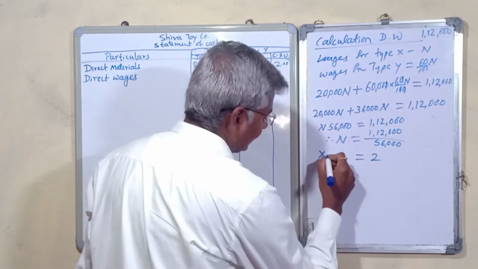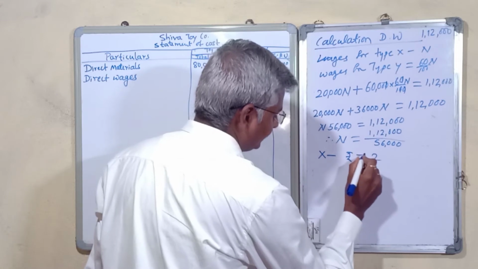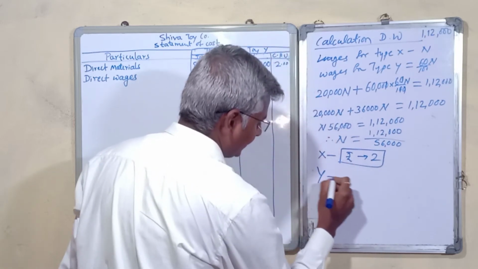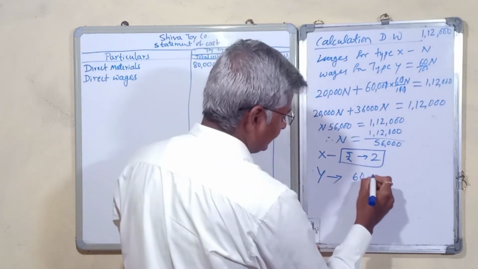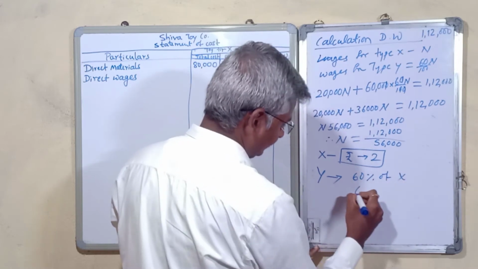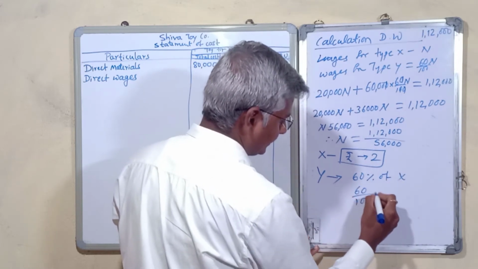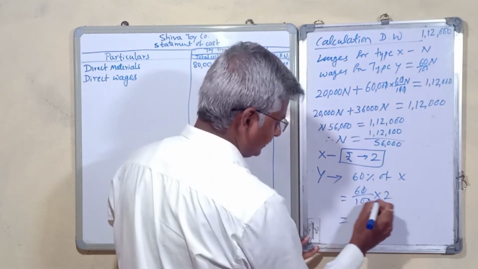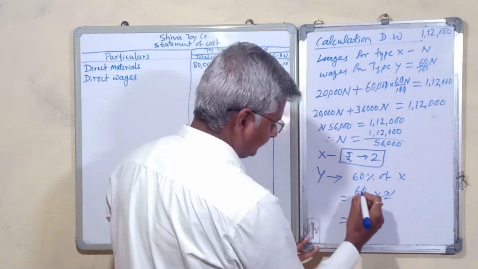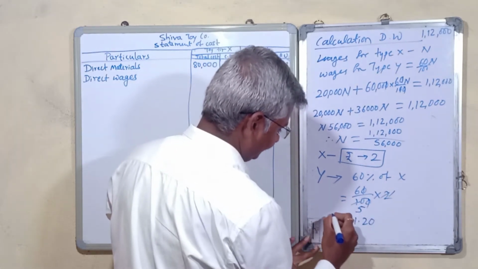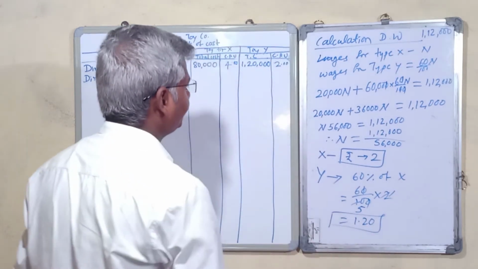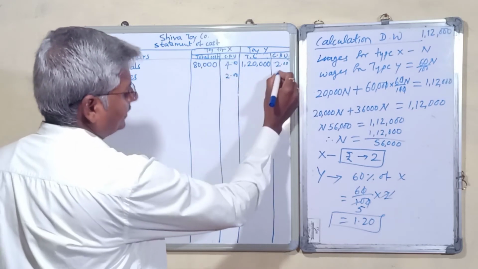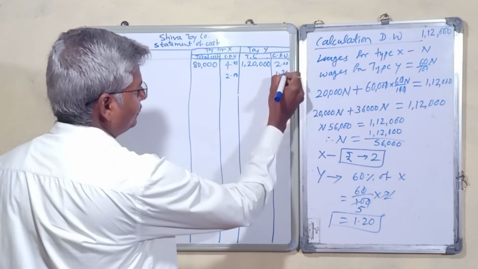This is X wages, rupees 2. Then if you calculate Y, Y is 60% of X. So 60 divided by 100 into X, which is 2 rupees. Then 2 ones are 2, 2 fives are 10, that is 1.20. So this is for Y. So I will keep it here: X is 2 rupees direct wages per unit and Y is 1.2 rupees.